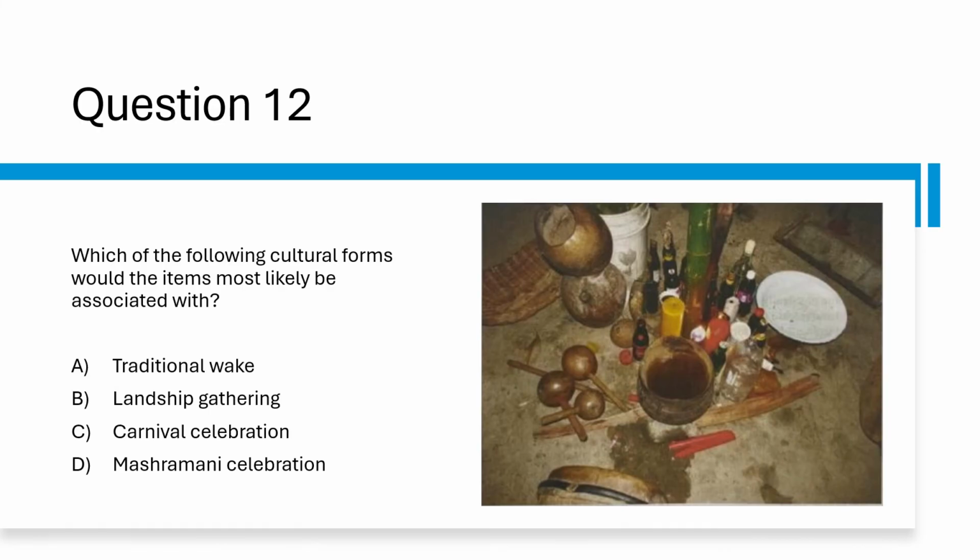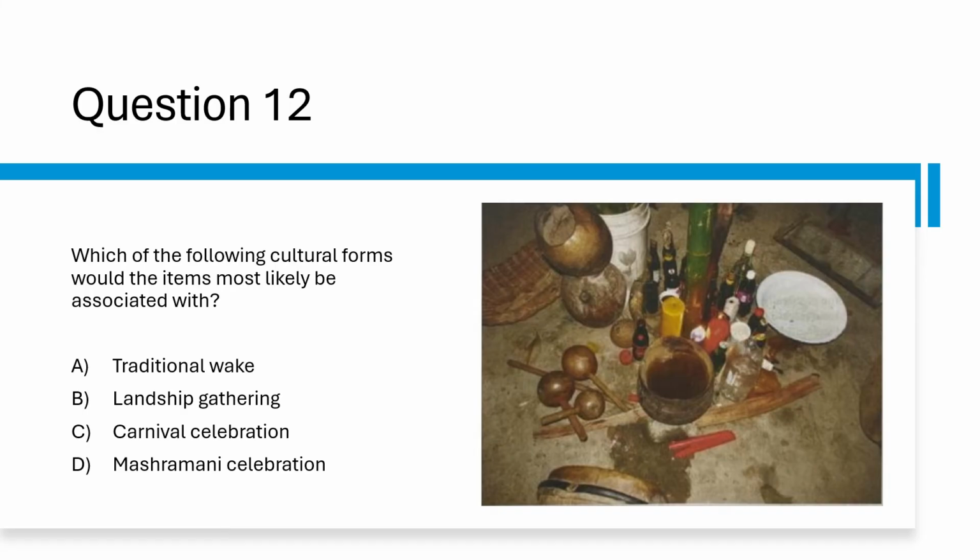Which of the following cultural forms would the items most likely be associated with? So pay attention keenly to the items that are there. You see the shakas, you see the drums, you're seeing the basin set up here with all the fancy things, you're seeing the bottles with the alcohol. And so we look at our options. A, traditional wake. B, landship gathering. C, carnival celebration. D, mashramani celebration.